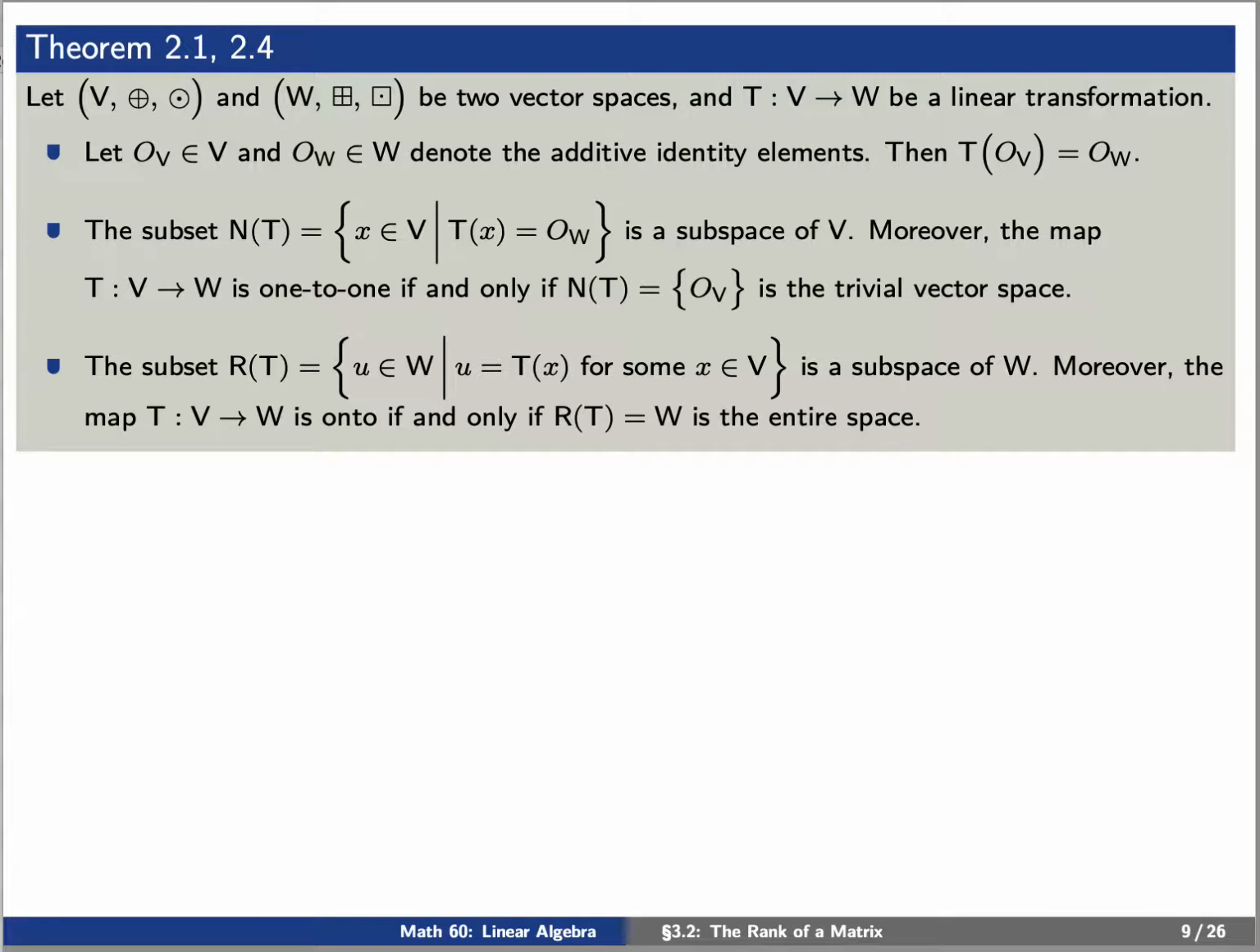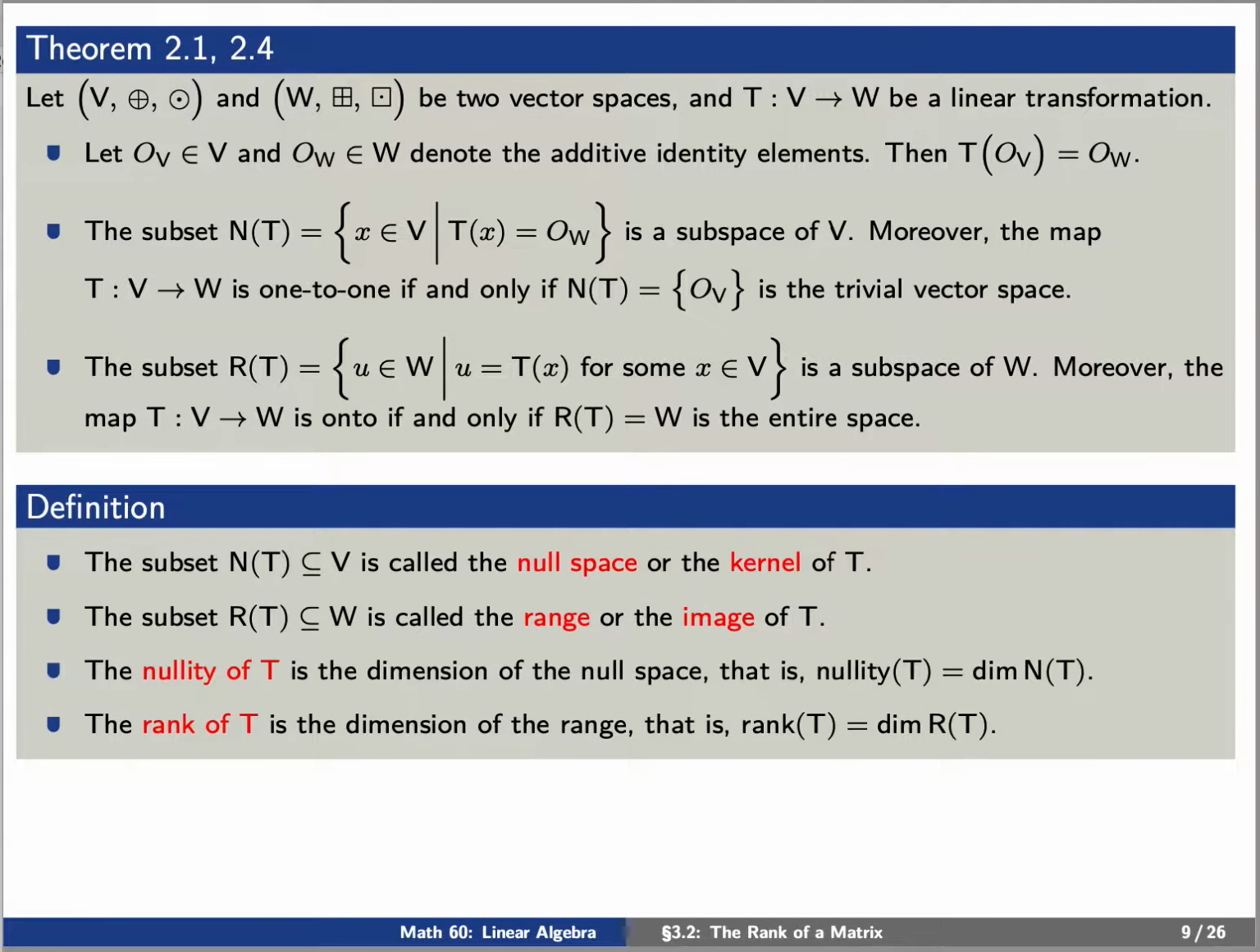The subset R of T, which consists of those vectors u in our codomain W, such that u equals T of x for some x in the domain V, is a subspace of W. Moreover, the linear transformation T is onto if and only if R of T equals the codomain W. This subset N of T is called the null space of T or the kernel of T. The subspace R of T is called the range of T or the image of T.